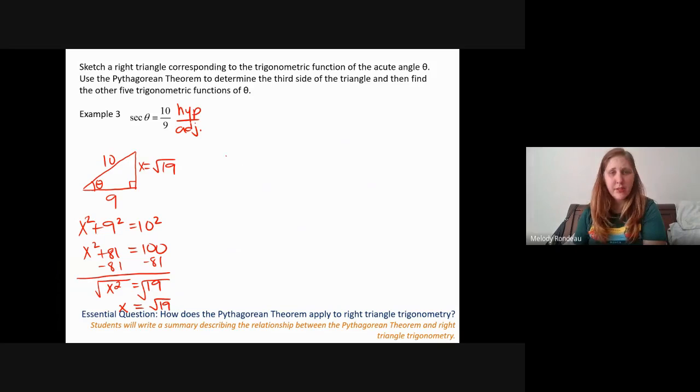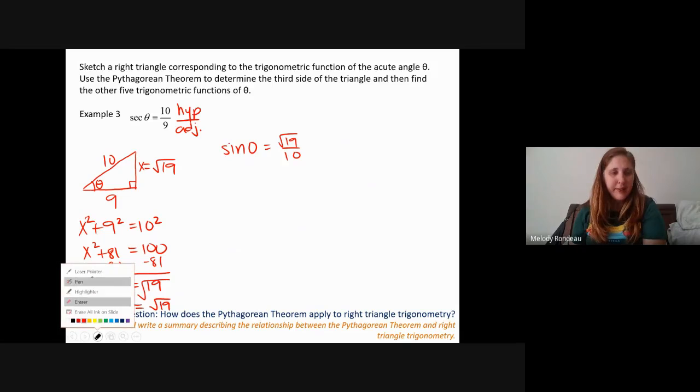And then I'm going to run through and do my trig functions again. Here we go. Sine would be opposite over hypotenuse. So root 19 over 10. I'm really unhappy about that theta. See if I can make it prettier. And then cosine.